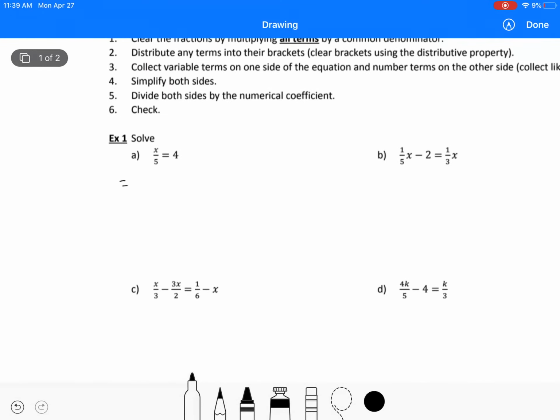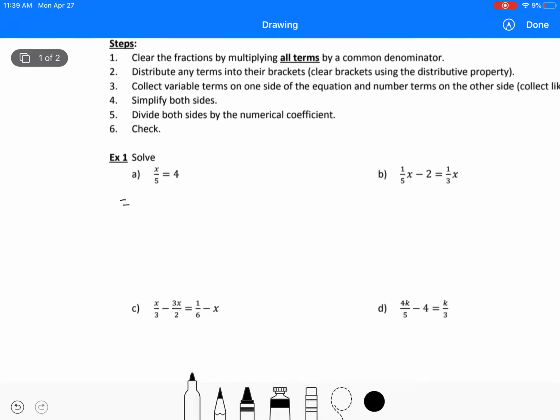If we look at the first question, we have x divided by 5, or x over 5, equals 4. Now, it says here, clear the fractions by multiplying all terms by a common denominator. This should say, instead of a common denominator, the lowest common multiple. You may have used that term in elementary school, LCM. The lowest common multiple is the smallest number that all the denominators will go into.